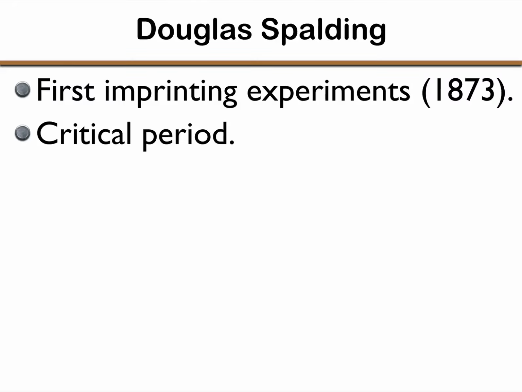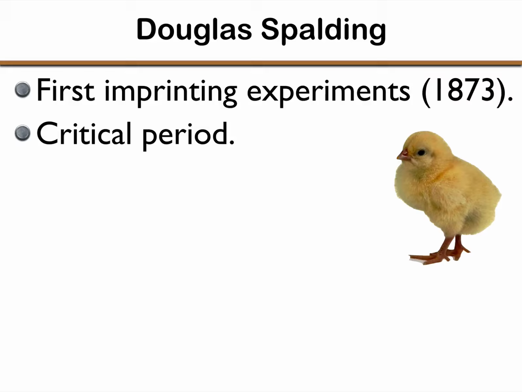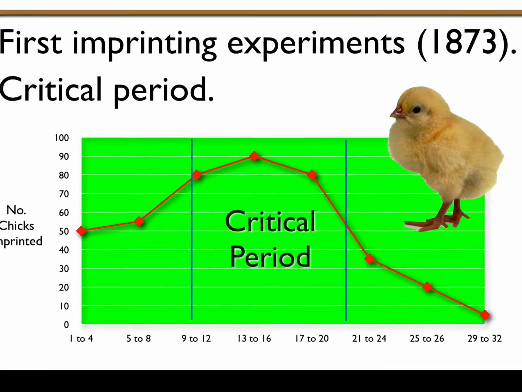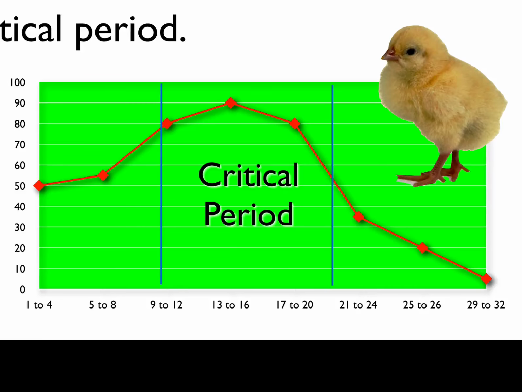Douglas Spalding did the very first studies on imprinting, the development of social attachments, and part of that was working on critical periods for the development of these social attachments in the context of imprinting. So, you take a newly hatched chick and you expose it to something to see if they'll imprint to it, but you expose different chicks at different times. And what this graph is showing us is that between about 9 to 12 weeks and up to around 20 weeks, we have a greater level of imprinting occurring. And so Spalding called that a critical period.